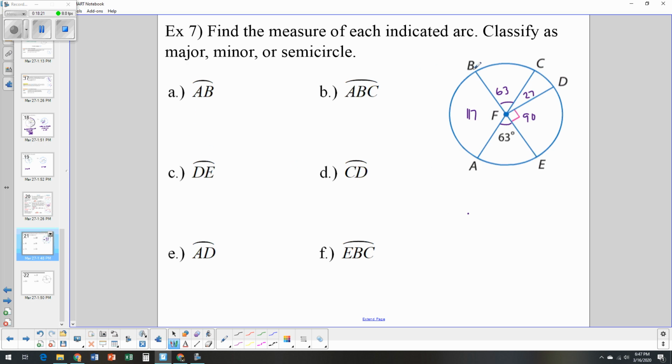So arc AB, 2 letters. I'm going to go the shortest way possible between those 2 letters, so that's going to give me that 117 degrees. And then again, 2 letters means when I'm classifying it, it is a minor arc.